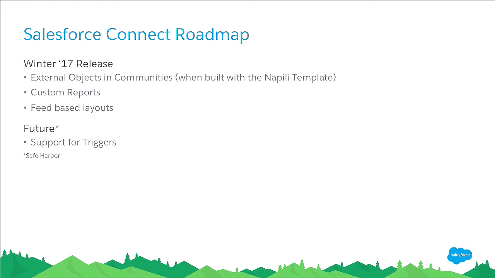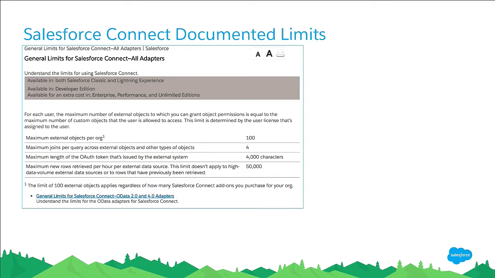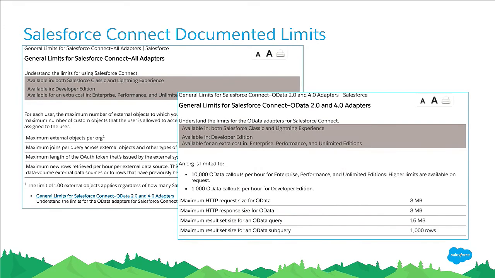OK, so now let's get on to the good stuff of creating this Apex connector. The first thing I do whenever I do implementation work is check the documentation and check out the limits. Here, maximum external objects per org, 100, maximum joins per query across external objects, 4, that all sounds good. Maximum rows retrieved per hour, we talked about this, is the 50,000 limit per hour, which of course doesn't apply if you switch to high data volume, which is cool. And then the other one is basically my OData query size. But that, to me, looks all cool, nothing really to worry about.